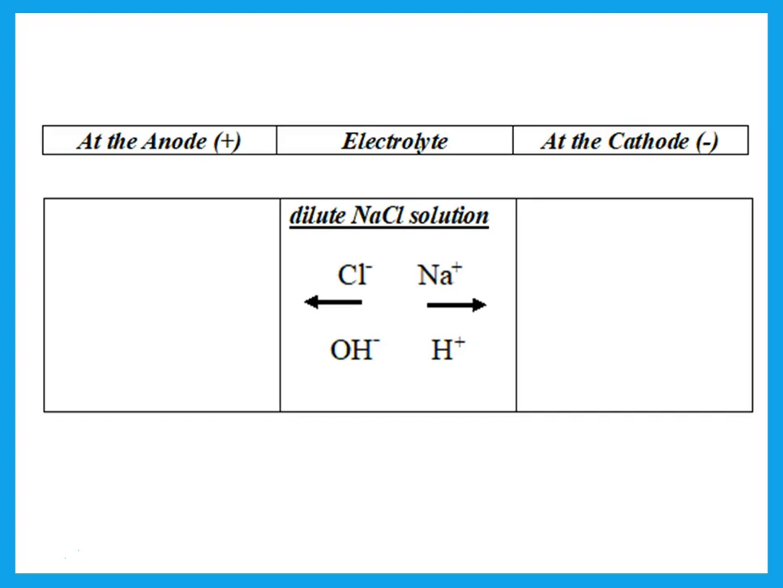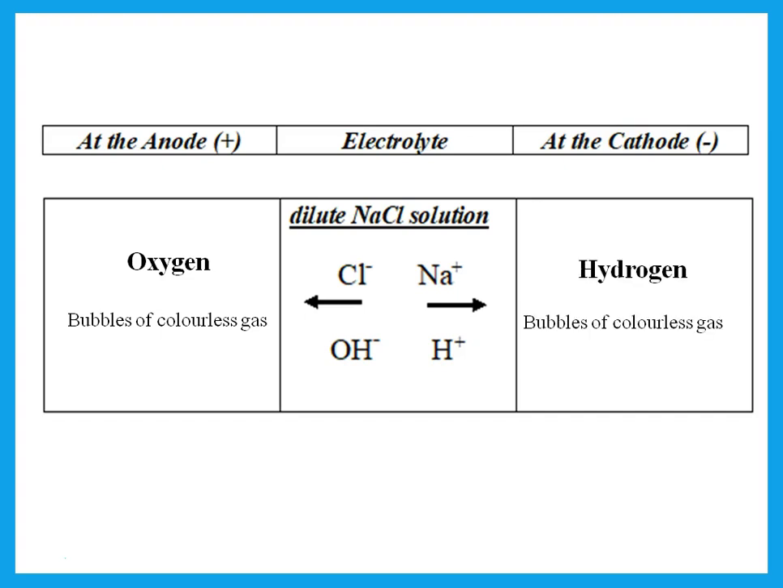If I'm doing dilute sodium chloride, now which one is present in higher amounts, chloride or hydroxide? Now it is hydroxide. So the hydroxide, when it reacts, it gives oxygen. So with a dilute chloride solution, it is the hydroxide that reacts to form oxygen. At the cathode, I still have a choice between Na plus and H plus. It is the H plus that will form hydrogen gas.